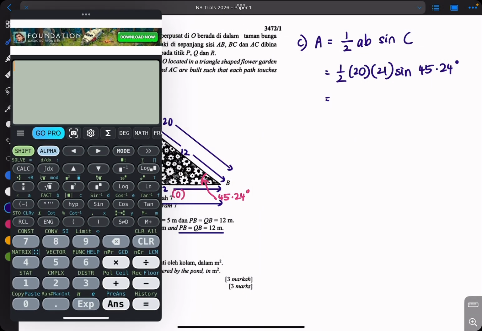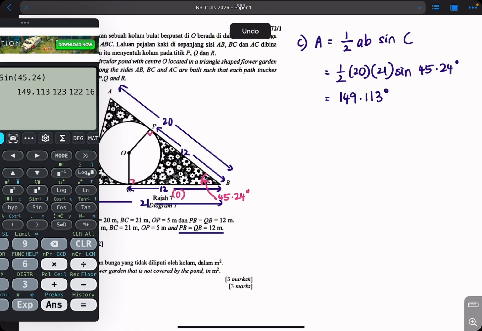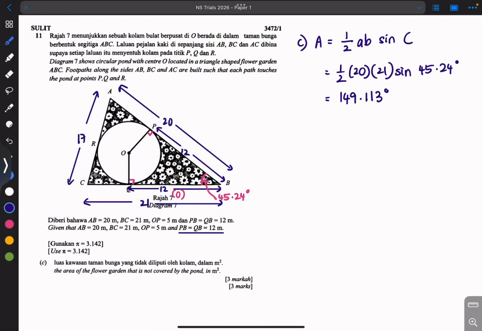So 1/2 times 20 times 21 times sine 45.24. We get 149.113. Okay, that's not the final answer, sorry. I accidentally underlined it. Right, so that is the area of the triangle.